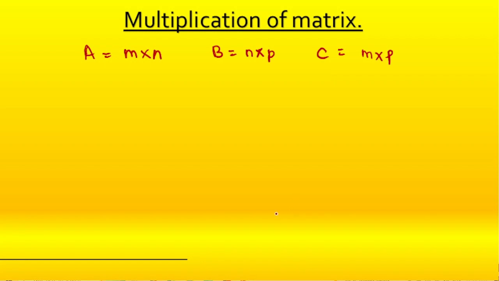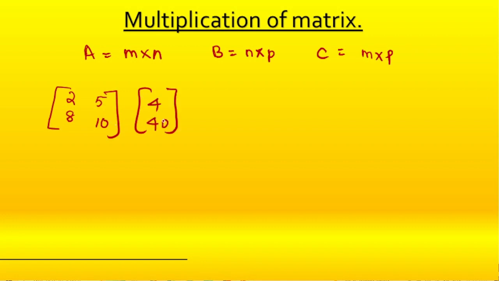Now, I'm going to give you two matrices and you are going to multiply them for me. I'll first show an example of a 2 by 2 matrix multiplication. It's not necessary that both matrices should always have the same order. So for example, 2, 5, 8, 10 is going to be multiplied with 4, 40. Now, listen, tell me the order of the first matrix.